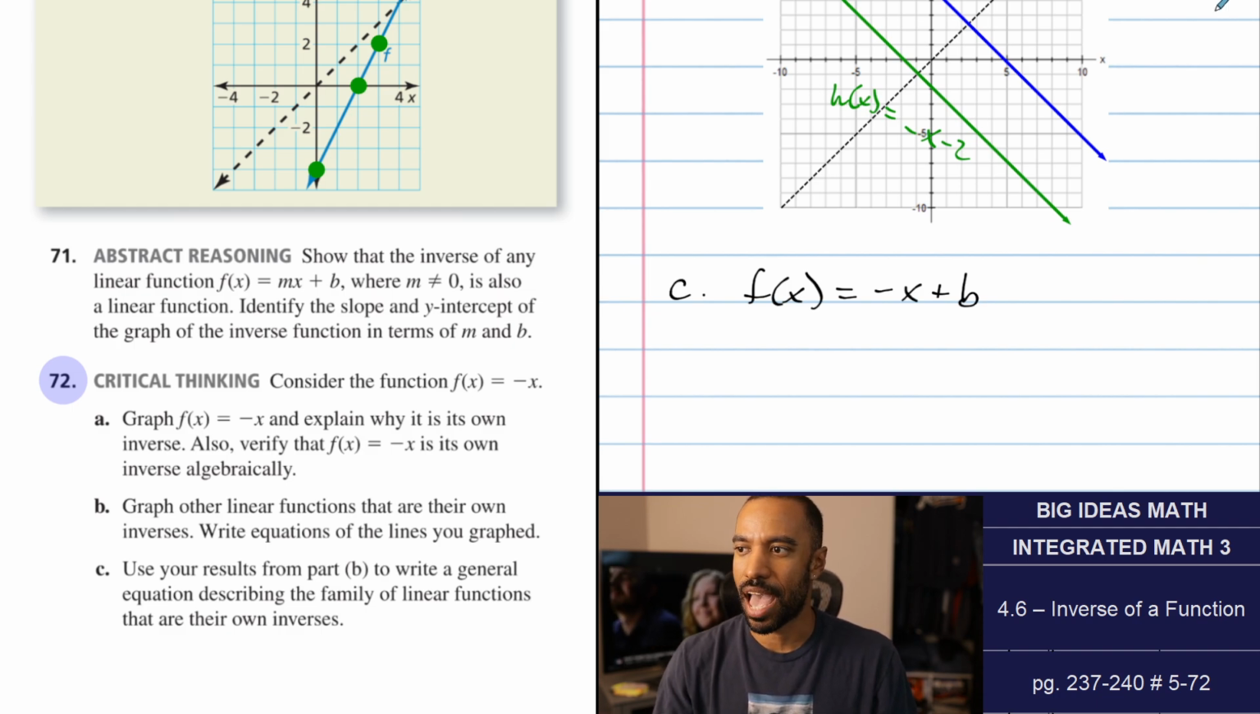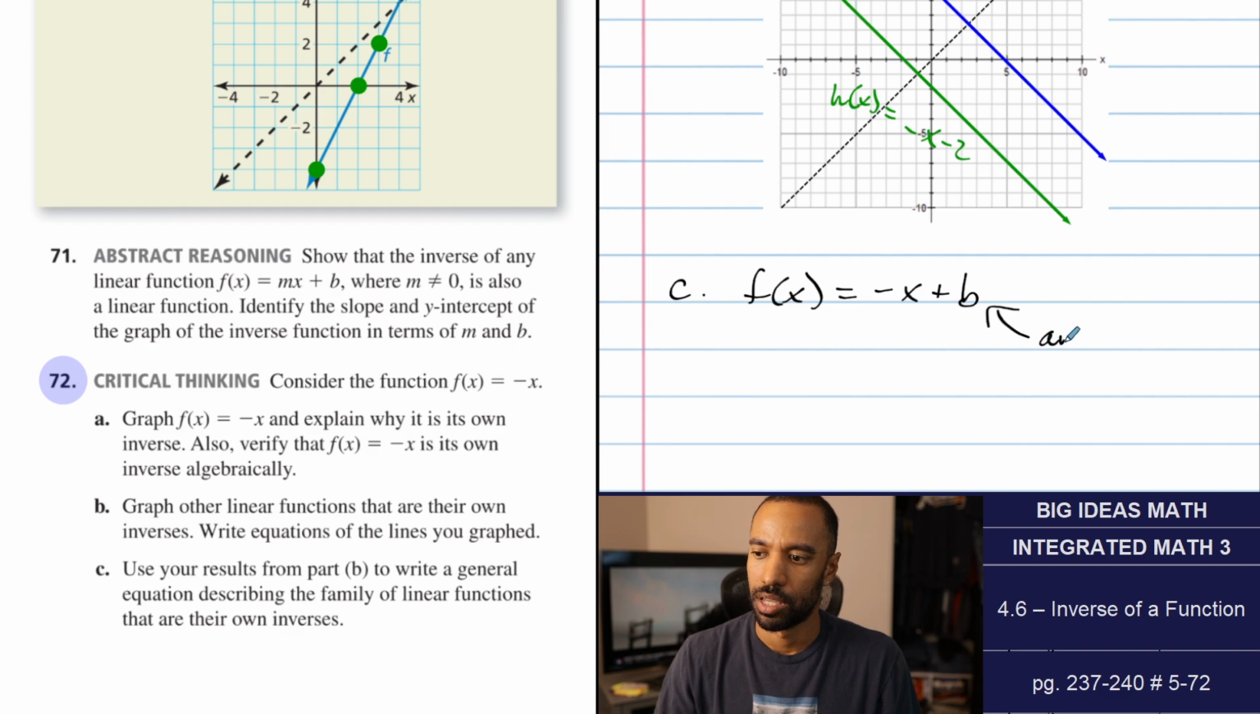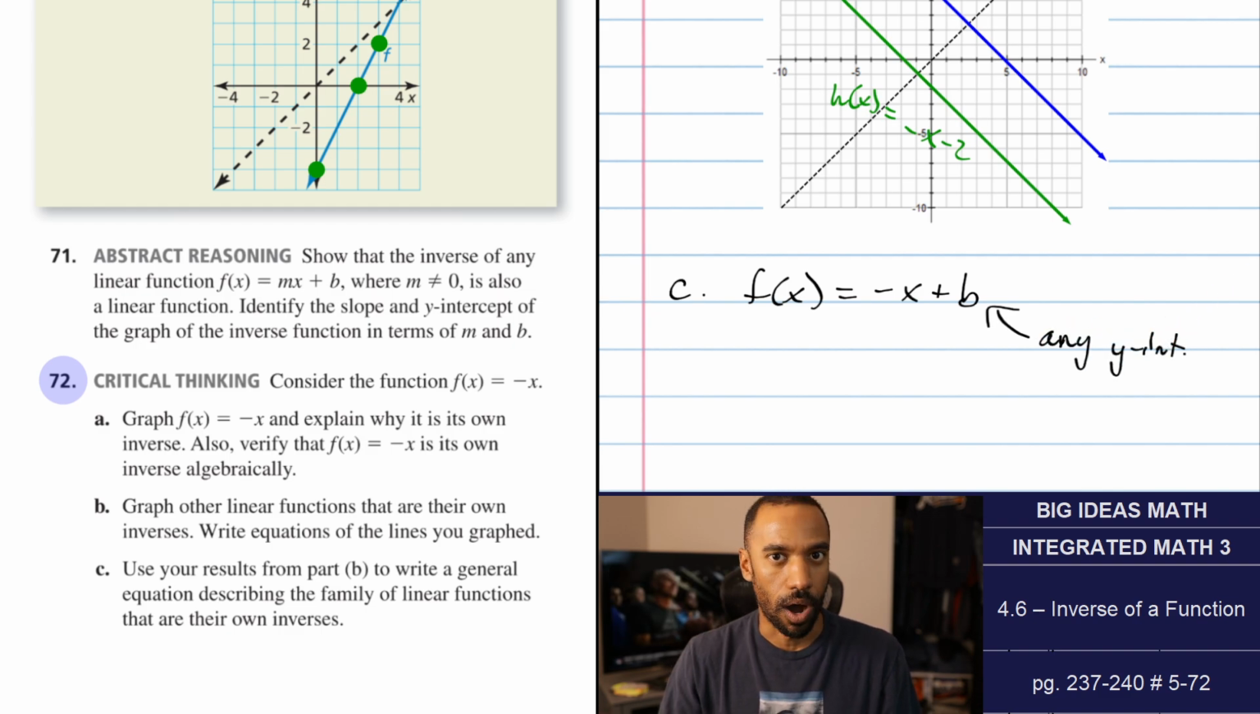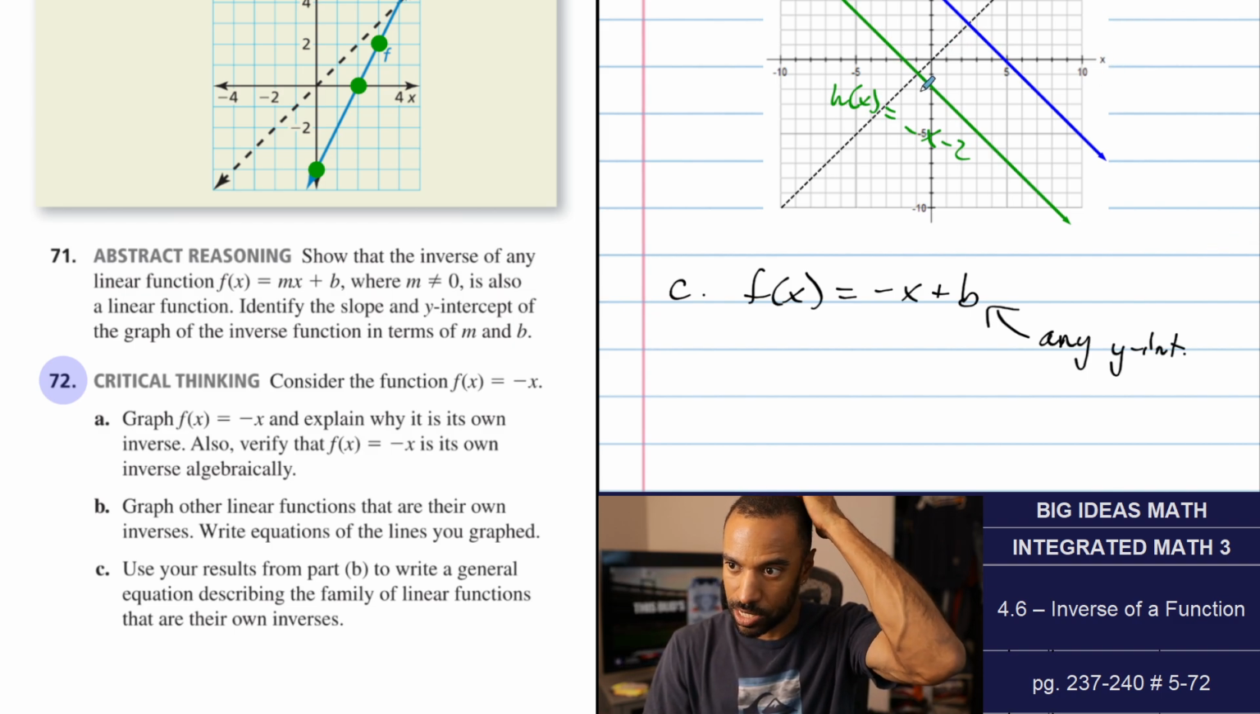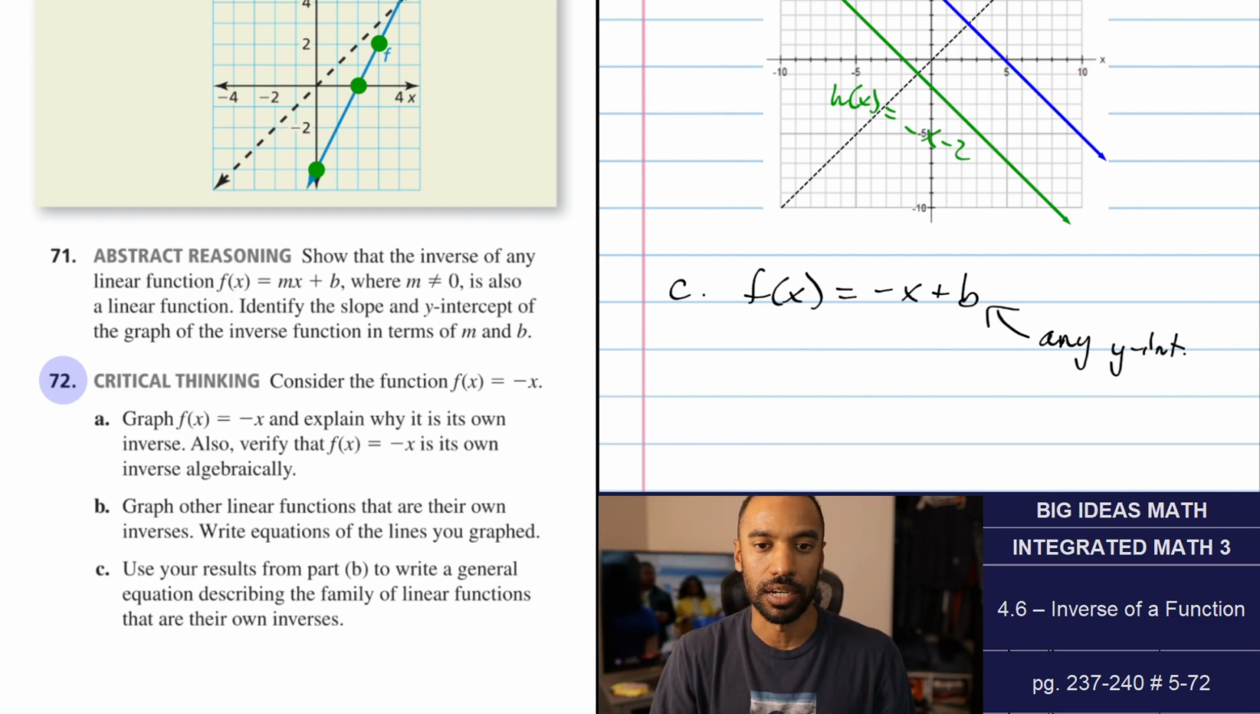Just b is any y-intercept as long as your slope is -1. It should be working out there. Because you're going to get the same y-intercept out when all's said and done.